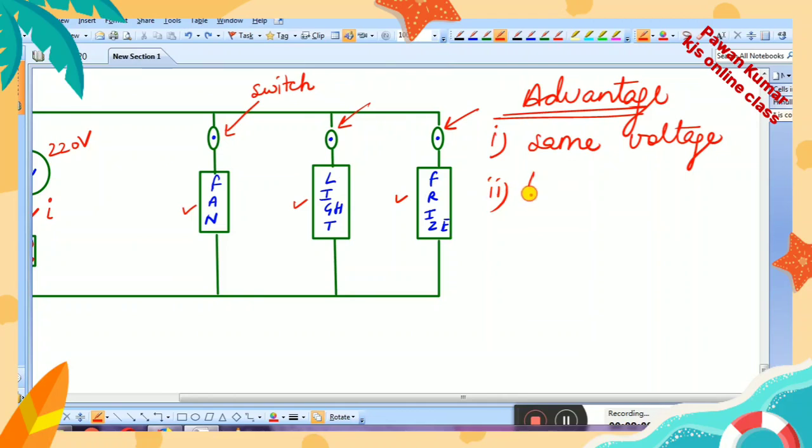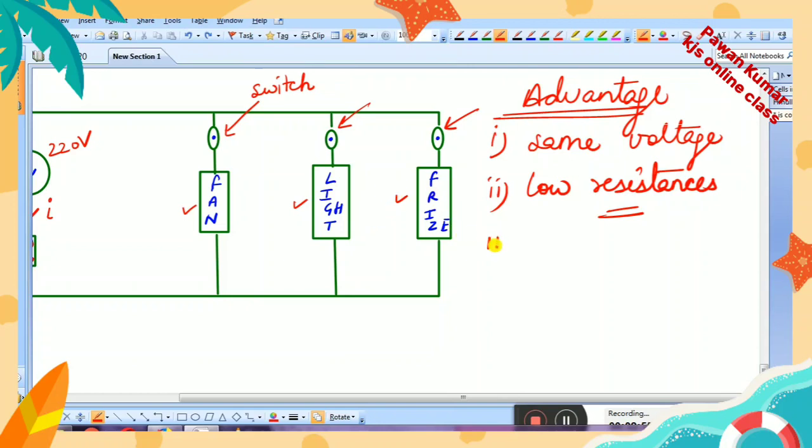Next is low resistance. Low resistance means if you connect things in parallel, then the overall resistance due to fan, due to light, due to fridge, the resistance of all of these things when connected in parallel will be lesser. That means equivalent resistance will be lesser.